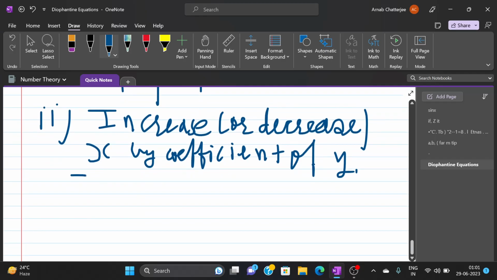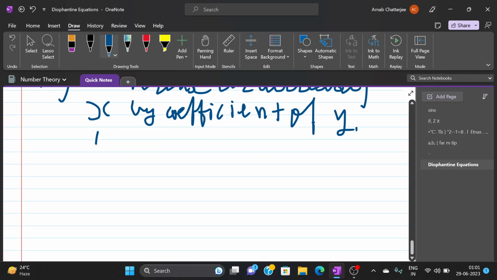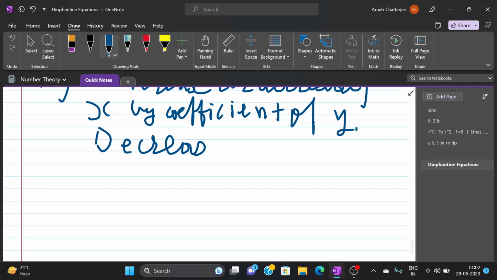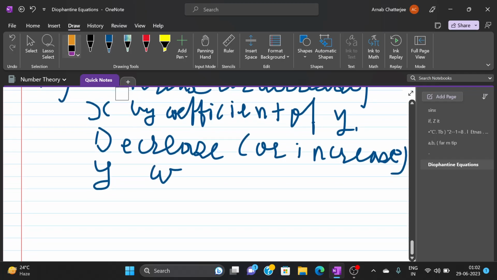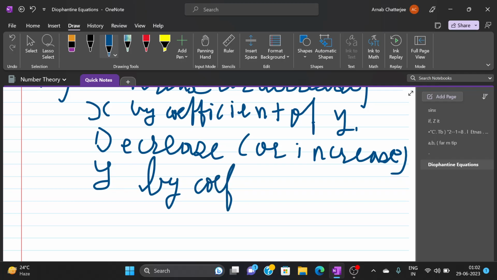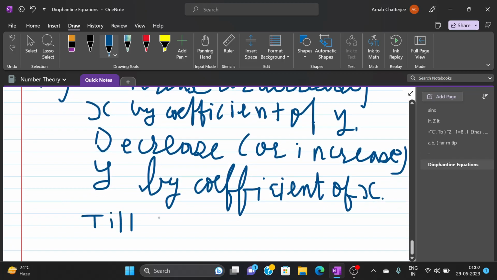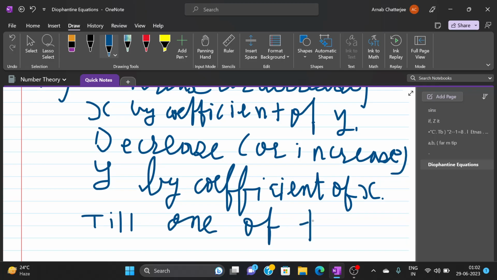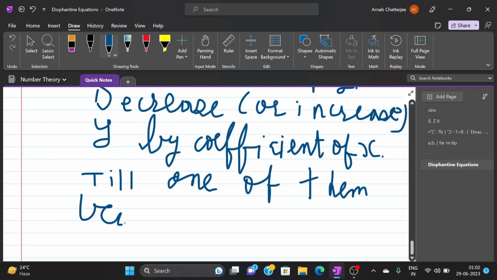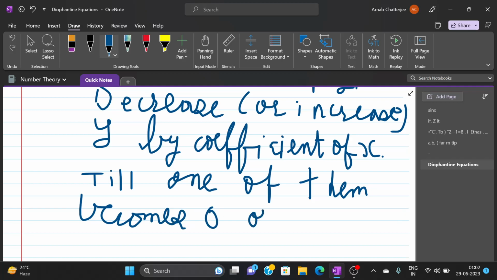Okay, it will be opposite: decrease or increase y by the coefficient of x. I would suggest you to take the notes because this is something you need to remember. And solving like this, we will have the solutions till one of them becomes 0 or less than 0.